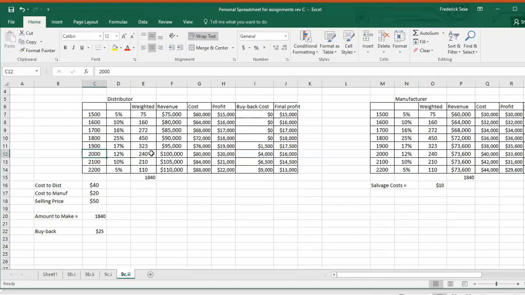Now, the distributor will lose a lot of potential profit if this happens because they plan on selling 1,840. So in this scenario, the manufacturer has to estimate how much the distributor is going to buy from them, because the manufacturer has to build before the demand takes place. So in this case, they're only going to build 1,840 because that's the most likely amount that they're going to sell.